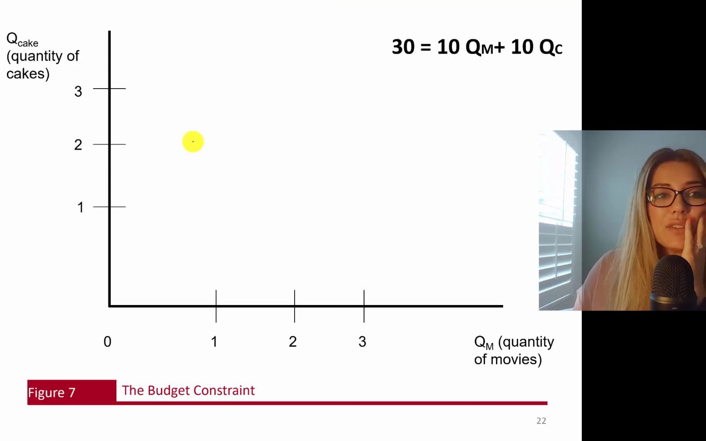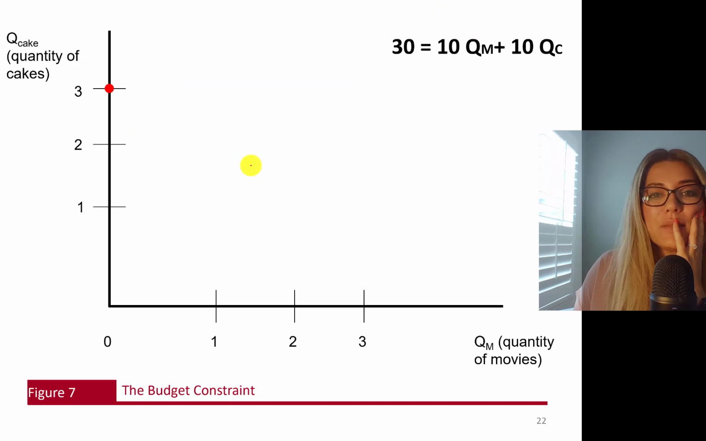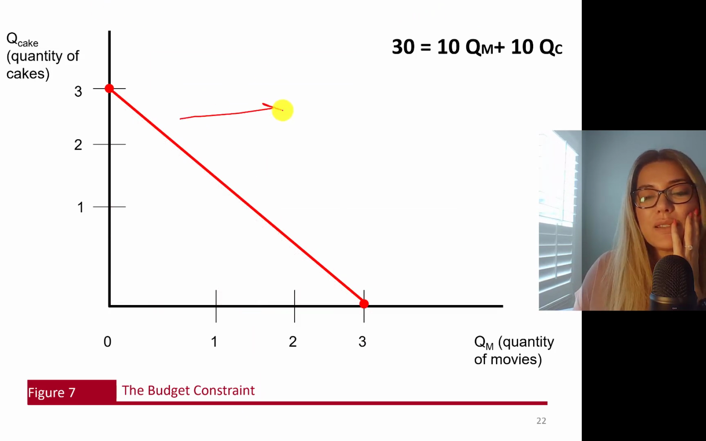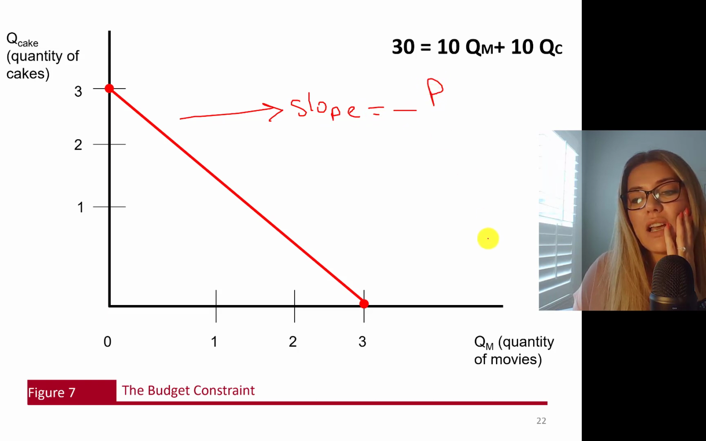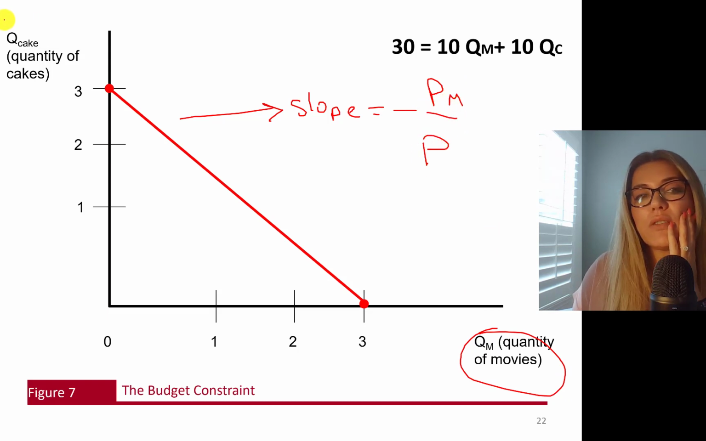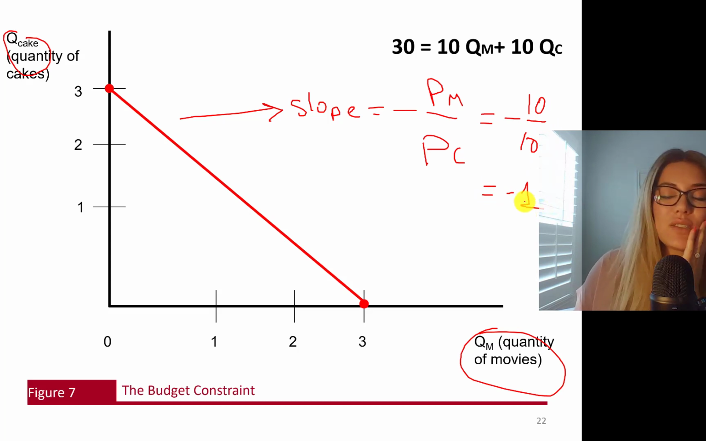I want to go back to the cakes and this budget line. Cakes and the movies. So what's the slope of this line? With the same token, the slope is going to be minus the price of whatever good we have on the x-axis, movies, divided by the price of whatever good we have on the y-axis. So it's going to be negative. We know that the price is $10 each. So the slope is -1 for this budget constraint.